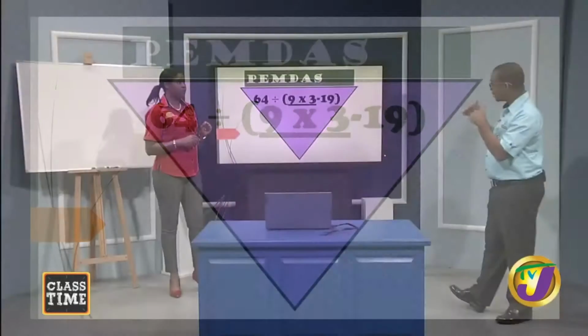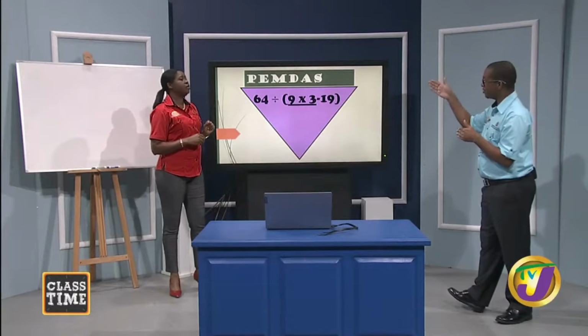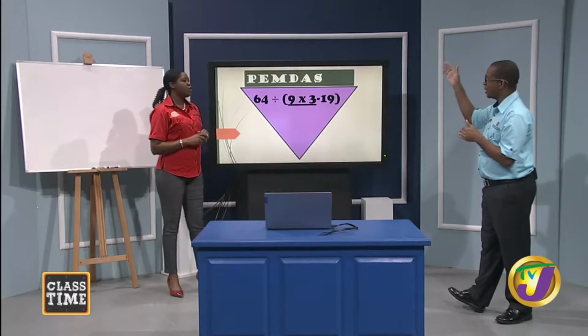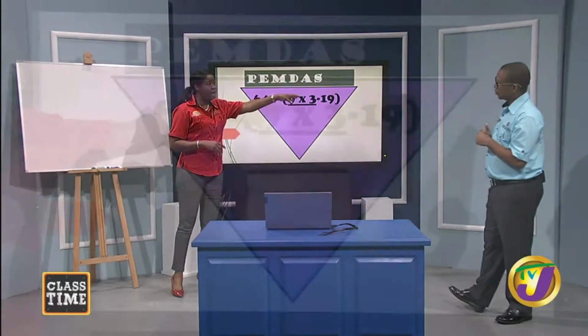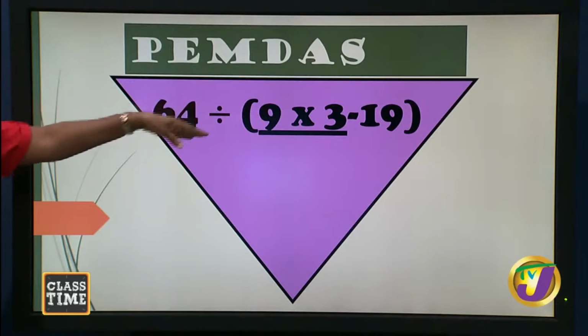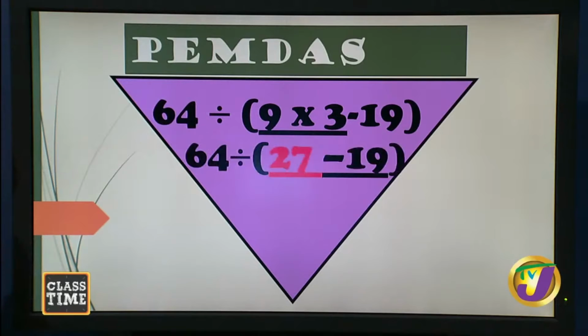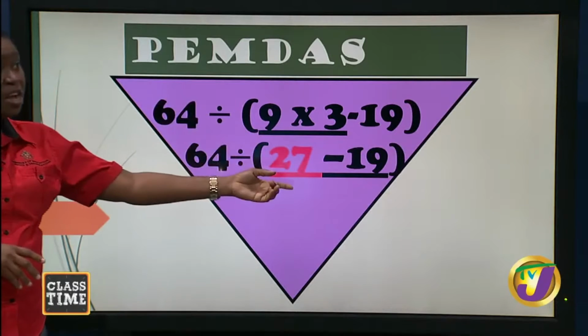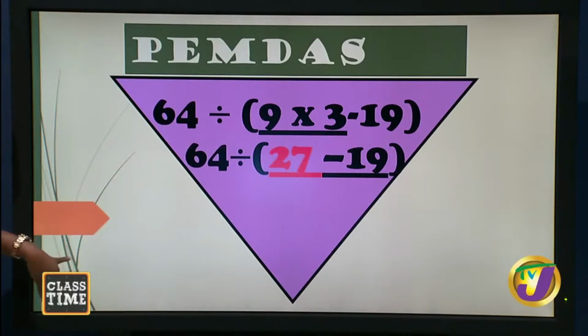Based on PEMDAS, which one would we work first? We still go back to PEMDAS, and we're still having to work the multiplication first because it has a higher priority than the subtraction. Very good. So even in the bracket, we still have to apply order of operations. All right, so multiplying those 9 and 3 would give us 27. Parentheses still not yet simplified. So we now do the subtraction inside the parentheses, and that would give us 8.